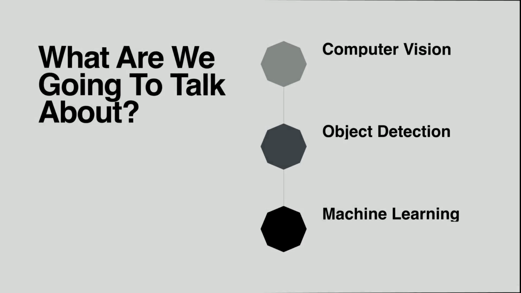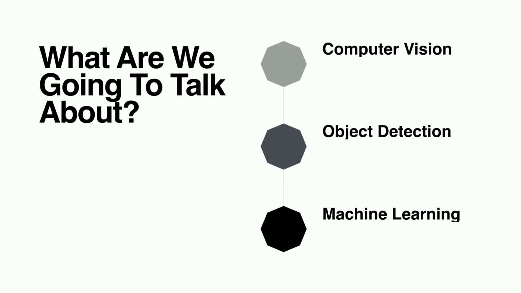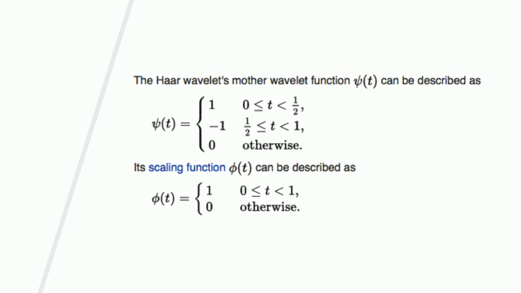And so we're going to talk about a variety of things today, but it focuses primarily on computer vision, object detection, and machine learning. And so to start out, we'll talk about the Haar wavelet mother function, which can be described as follows. That's a joke.